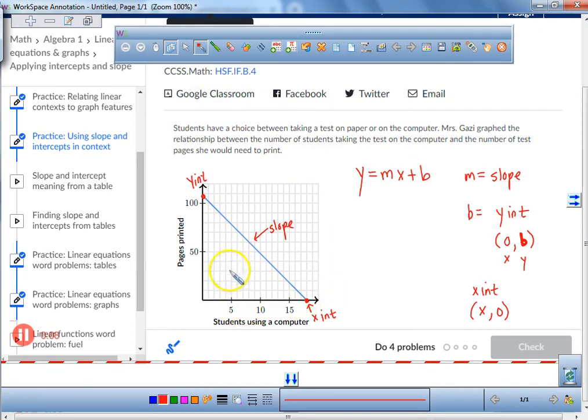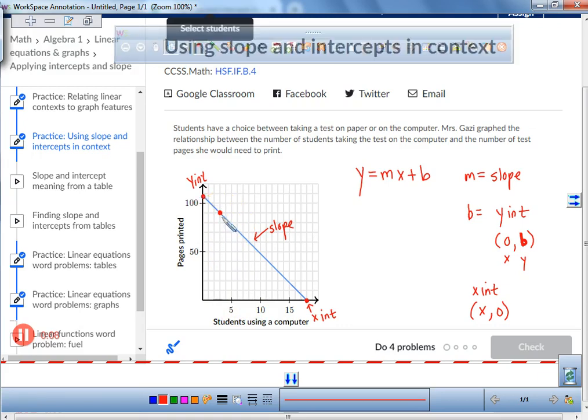Let's think about it this way. Right here, let's say this point right there. What would this point represent as far as students using a computer? How many students? 3. And if we go here, that's 50, this is 60, 70, 80, so we're at 90. So what would that point mean? That means if there are 3 students using a computer, she is going to print 90 pages, correct?